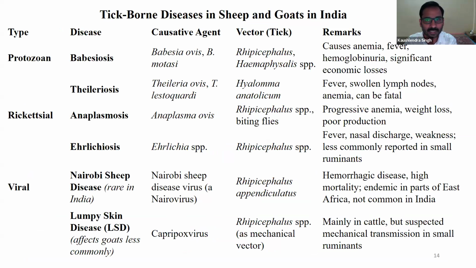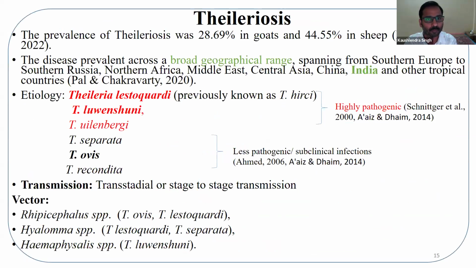Coming to the tick-borne diseases in sheep and goat in India. These are the common diseases: protozoan, rickettsial, and viral diseases which are transmitted in India. Now we will discuss them one by one.